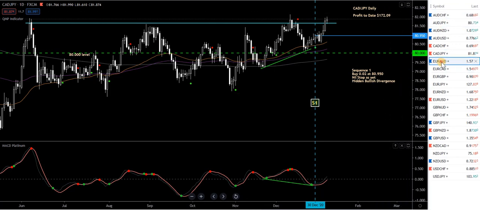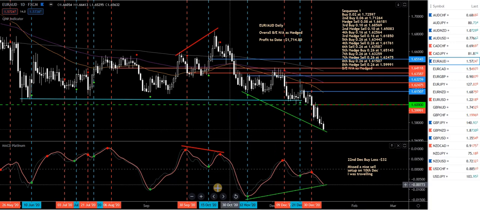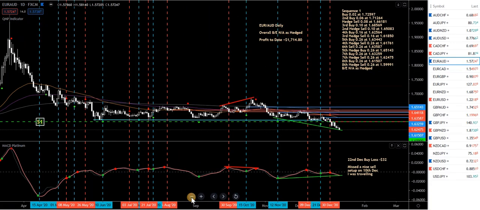All right, moving right along. Euro Aussie, another one that's similar to the Aussie USD. Similar in that sequence 1 starts all the way back here after COVID. This thing's just gone sideways. You'll see there's not many horizontal lines on the charts.